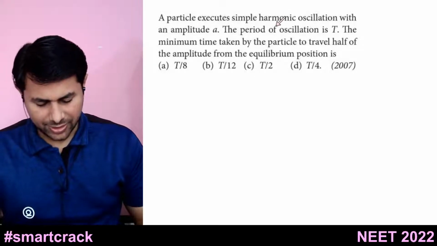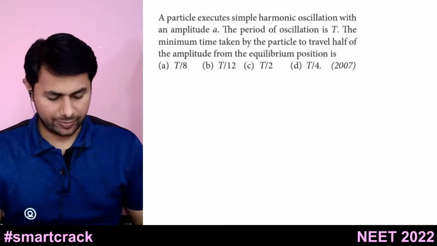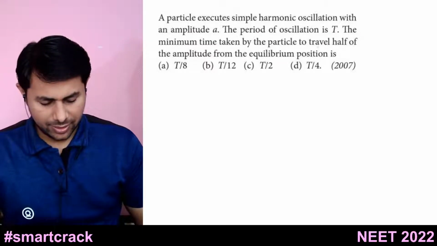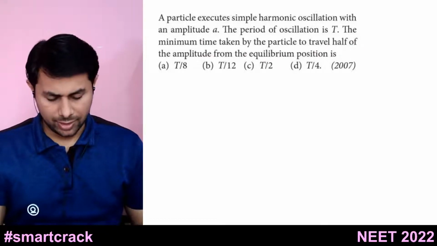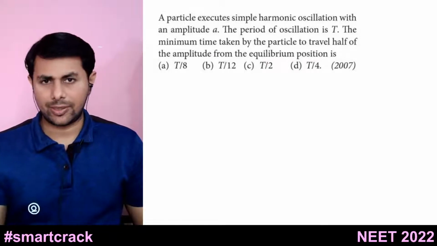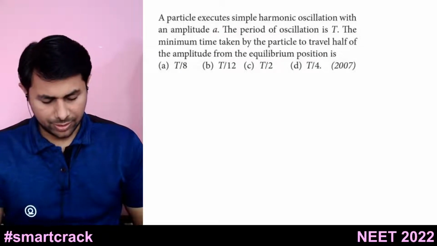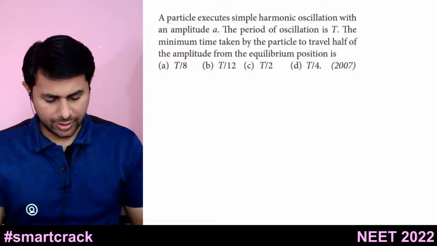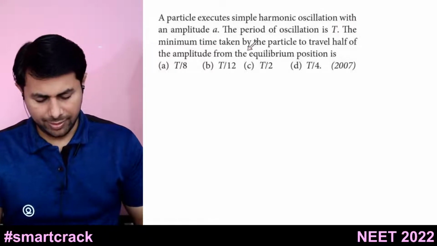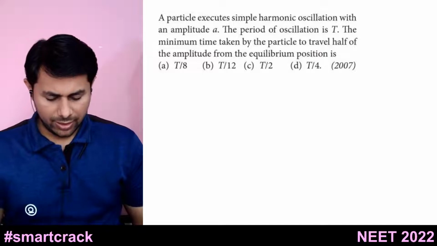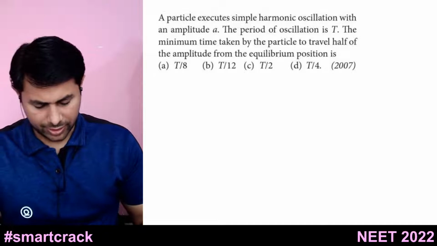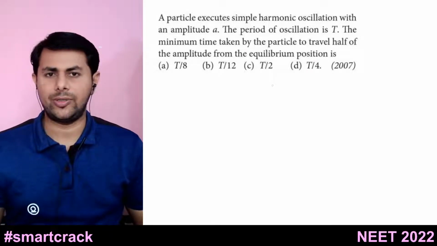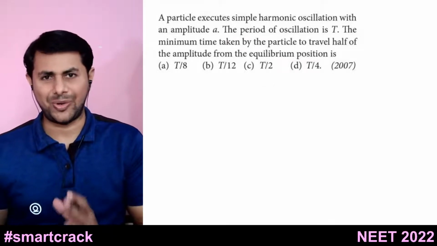A particle executes simple harmonic oscillation with an amplitude A. The period of oscillation is capital T. The minimum time taken by the particle to travel half of the amplitude from the equilibrium position is, this is the question. The particle performs simple harmonic motion, that's given. Amplitude is A, oscillation period is T. So the particle starts from the equilibrium position. This is the moral of the story.